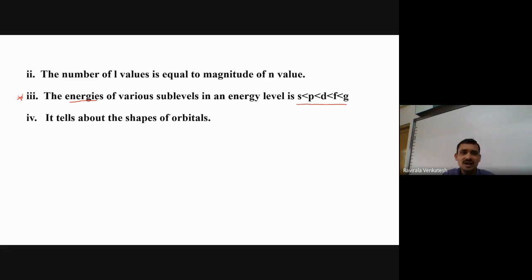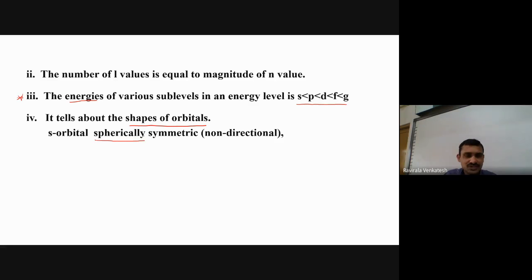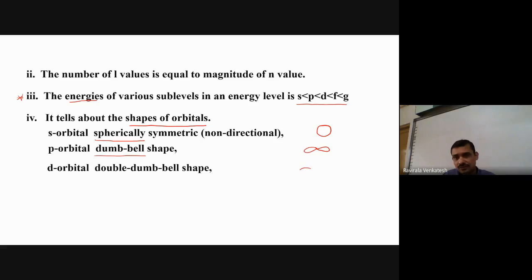It tells about the shape of the orbitals. So what is the significance of the azimuthal quantum number? The shape of the orbitals. For example, an s orbital generally has a spherical shape. I'm writing: spherical shape. S has this shape, spherical like this. And p has a dumbbell shape, dumbbell like this. D means double dumbbell, two times you have to take.